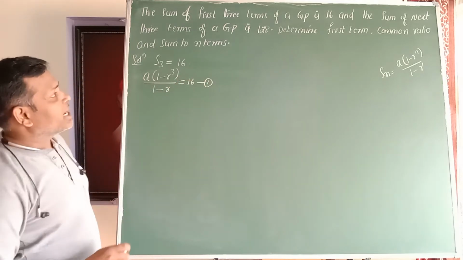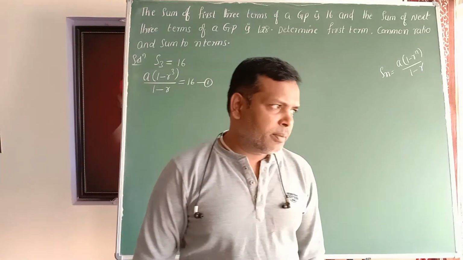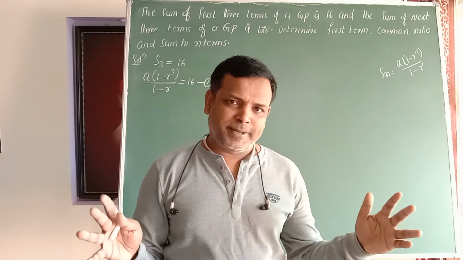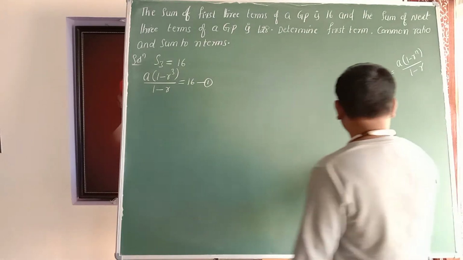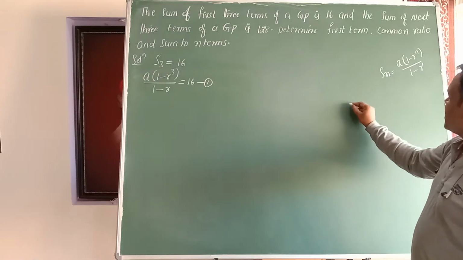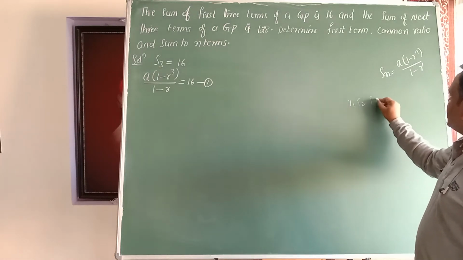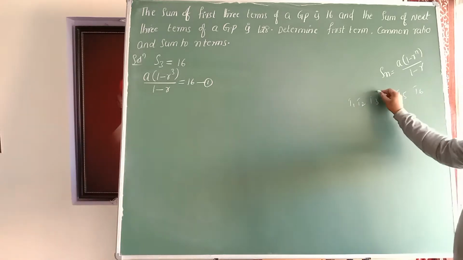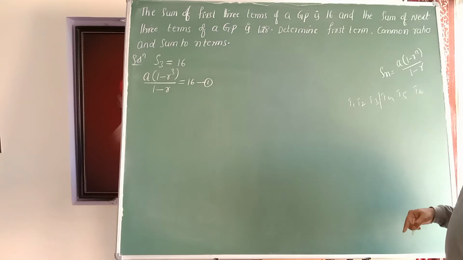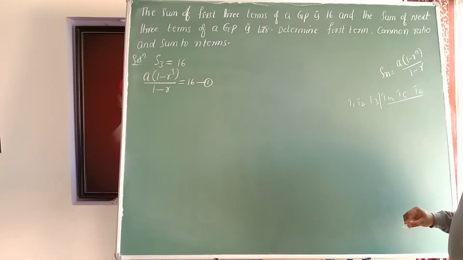Now next, what they are given: the sum of the next 3 terms. Now look here. Totally we have 6 terms here. To get the sum of the next 3 terms, look here. For example, T1, T2, T3, T4, T5, T6. The sum of the first 3 terms is 16. We have to find out the sum of the next 3 terms. Can I say like that?